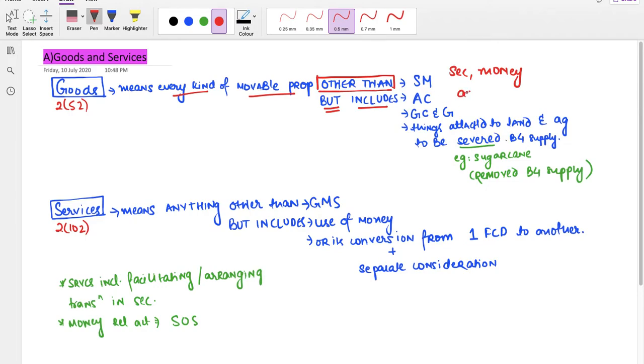What is AC, GC, and G? Actionable claim, growing crops, and grass. So it includes AC, GC, and G, and things attached to land and agreed to be severed before supply. Severed means to remove. For example, sugarcane, it is removed from the ground before it is supplied. So goods means every kind of movable property other than SM, but it includes three things: AC, GC, and G, and things attached to land and agreed to be severed before supply.